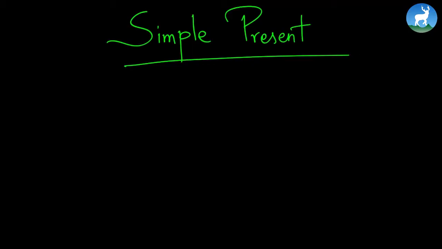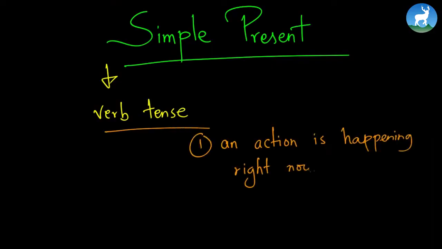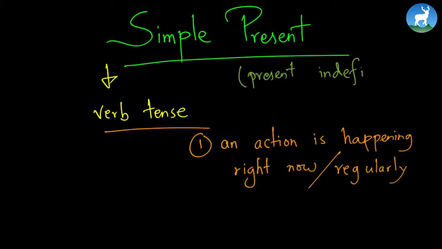First of all, we must understand that simple present tense is a verb tense with two main uses. First, we use the simple present tense when an action is happening right now, or let's say when it happens regularly or unceasingly, which is why it's sometimes called present indefinite. Something is going on, something is happening, and it's happening without stopping.